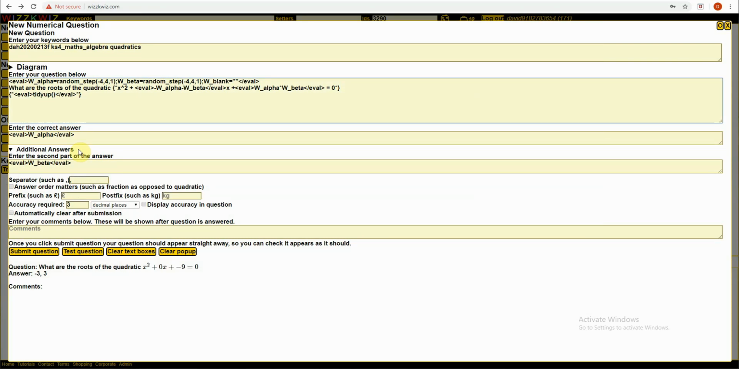Okay, so tidy up. So the first coefficient is 1 in this case. What it's the coefficient of is x squared. The second coefficient is minus alpha minus beta. What it's the coefficient of is x. The third coefficient is w alpha times w beta.